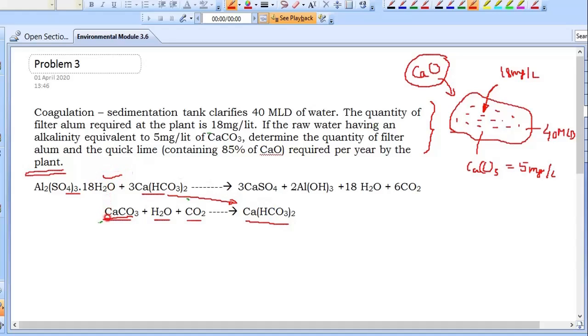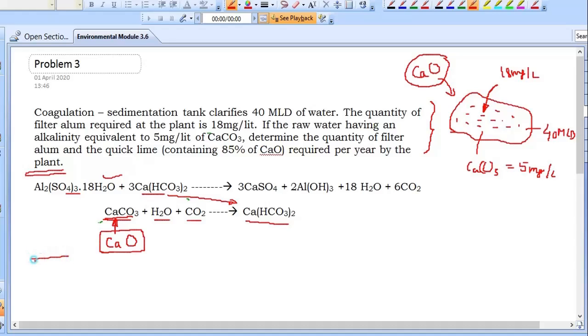But calcium carbonate also we don't have any option to add. We have an option to add quicklime. We can add only quicklime. Therefore we need to think about this problem. But as per the requirements, they have asked to determine the quantity of filter alum.